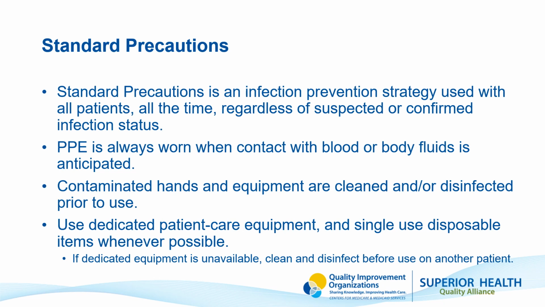To effectively prevent the spread of MRSA, a minimum of standard precautions is necessary. Standard precautions is an infection prevention strategy used with all residents all of the time, regardless of suspected or confirmed infection status. Standard precautions ensures that handling of blood and bodily fluids is done in a manner that protects residents, visitors, and staff. Standard precautions protects facility staff by ensuring that personal protective equipment is always available when contact with blood or bodily fluids is anticipated.